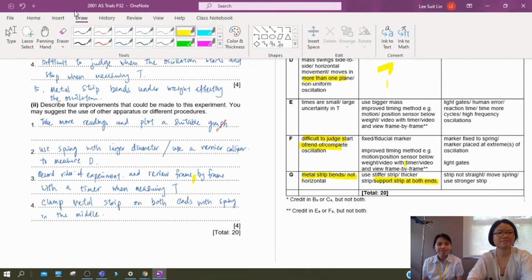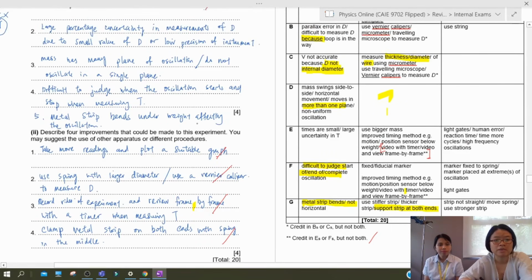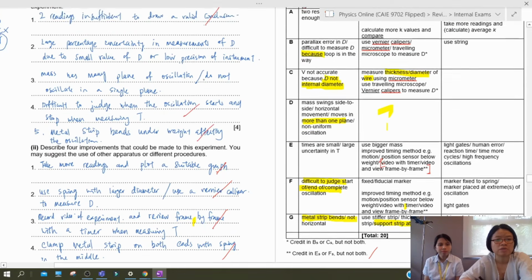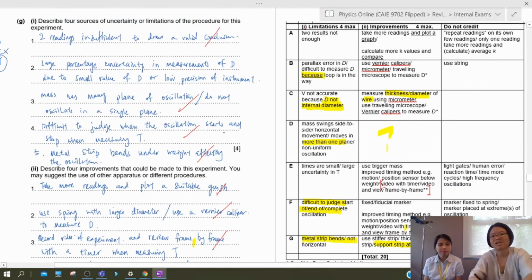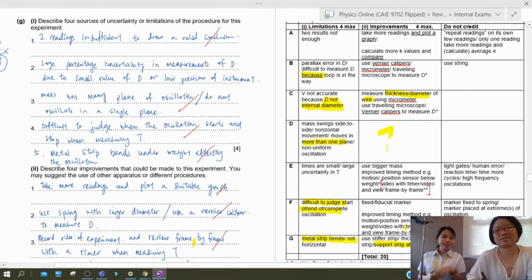Okay, let's mark. I think it should be okay, most of it. One of it is not in the list. So record video, review frame by frame. Video with timer and view frame by frame. So cannot credit both. You only get 1 mark for the same thing. Use a vernier caliper is okay. Metal strip will bend, okay. Difficult to judge where the oscillation starts, okay. Different frame, okay. This one no need, because I wrote 5 and I am a nice examiner because I mark myself. It depends on your luck. If you write one extra, I don't think it really matters. Put a question mark there, so you don't know, maybe, if they are accepting.